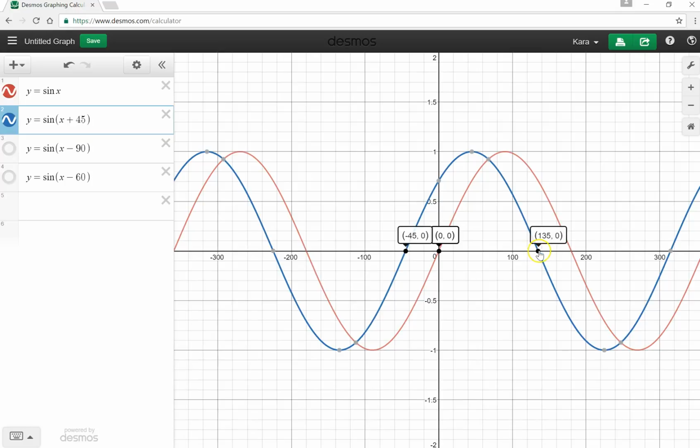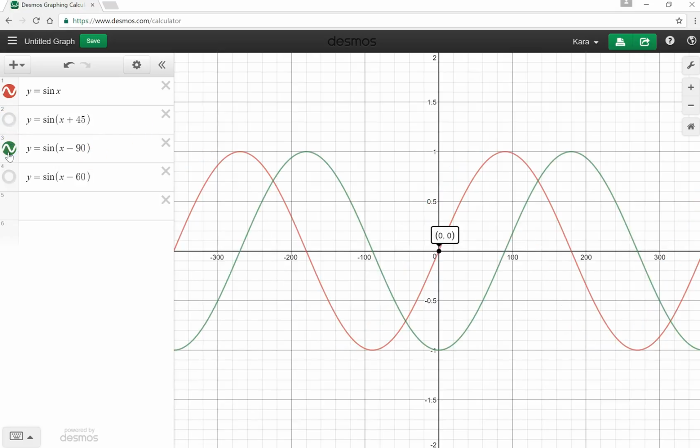If you test it up here, that's 135. That's not the 45 that they're talking about there. So the 45 degrees is over here to the left. So it's a shift to the left of 45 degrees. So what does that mean for the 90 then? If a positive means a shift to the left, then this should mean a shift to the right of 90 degrees. Let's see if that's actually true. And test that point. There it is. It is that 90 degrees.